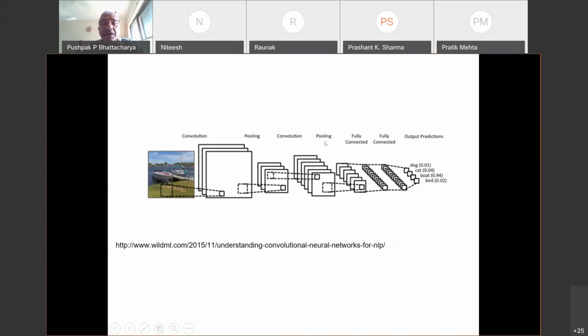Before that, we have pooling and convolution. So pooling and convolution is a pair which is repeated many times to pay attention to different features of the image. So this is a very common configuration of deep neural network, be it image processing or speech processing or even language processing.